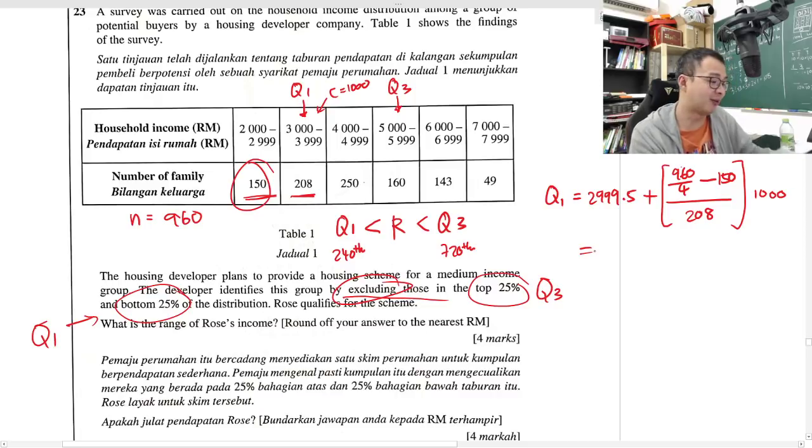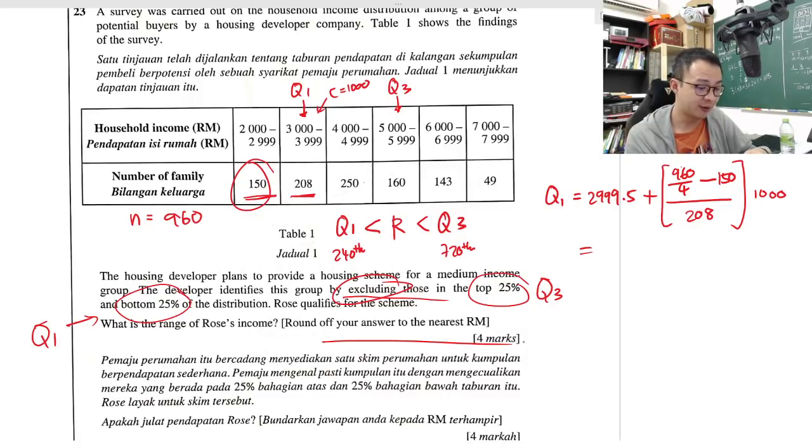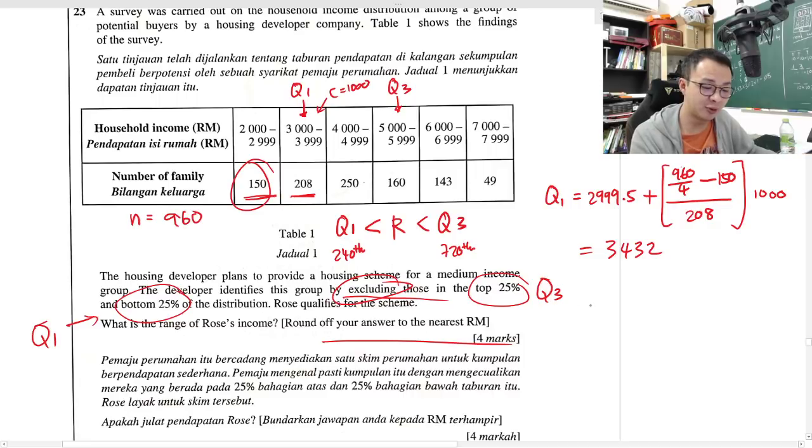I will use the calculator because they want me to round off to the nearest RM, so I will make sure I leave the whole number. 960 divided by 4 minus 150, divided by 208, times 1000, plus 2999.5. So it's 3432.